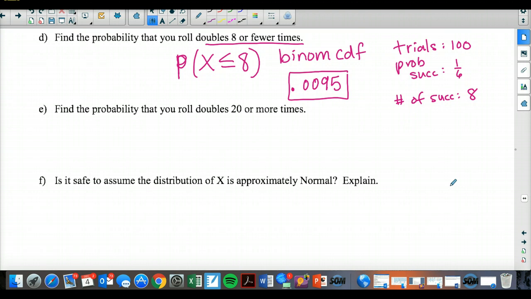Next, it says find the probability that you roll doubles 20 or more times. So your probability of x is greater than or equal to 20. Can you do greater than or equal to 20? What do you have to subtract out? So it's 1 minus the probability that x is less than or equal to?